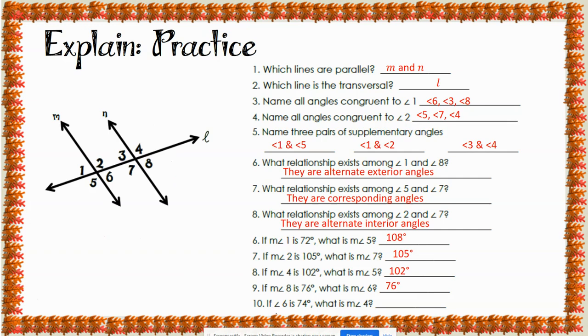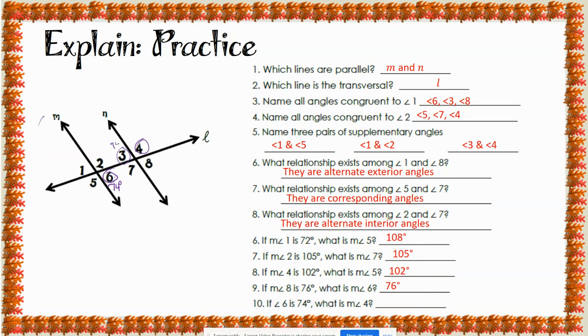All right, the last one says if the measure of angle 6 is 74 degrees, what is the measure of angle 4? So we're comparing 6 to 4. Well, 6 and 4 don't really go together because 6 is an interior angle and 4 is an exterior angle. So that doesn't help me much. But I do know that 6 is going to be congruent to 3 because they are interior angles and they are opposite. So they are alternate interior angles.